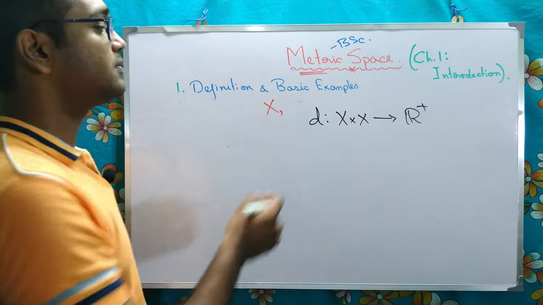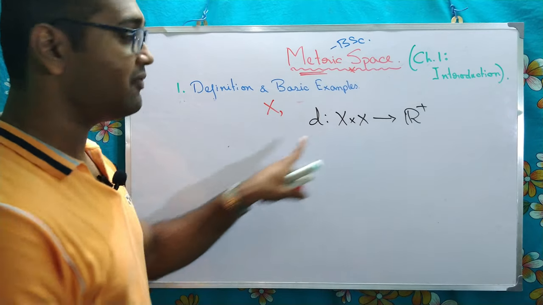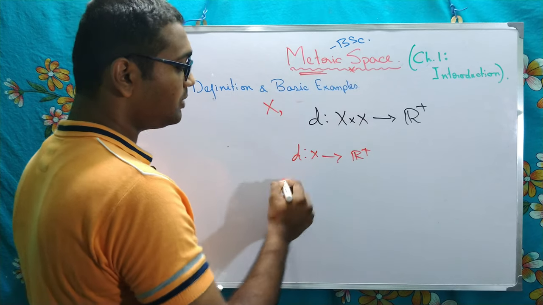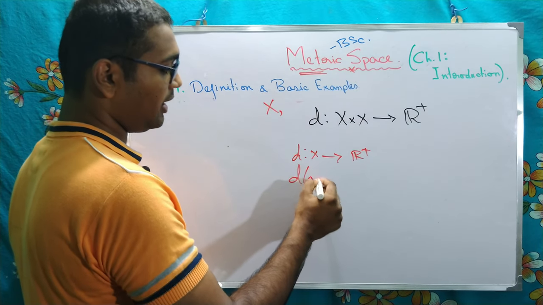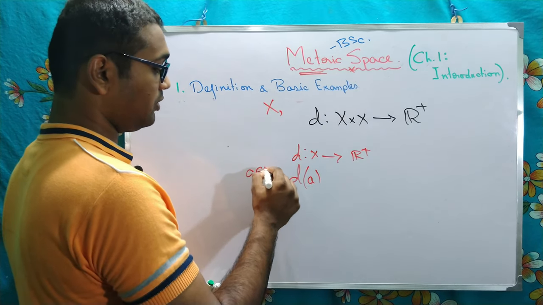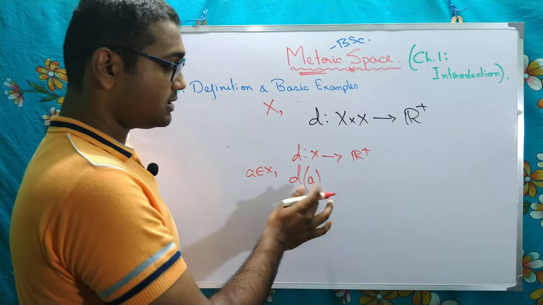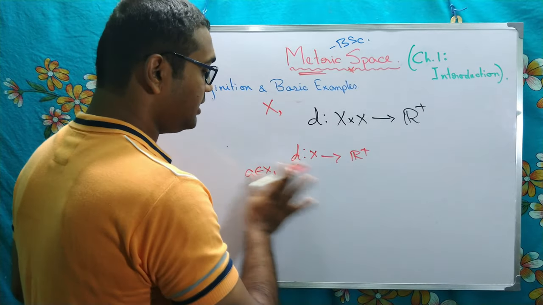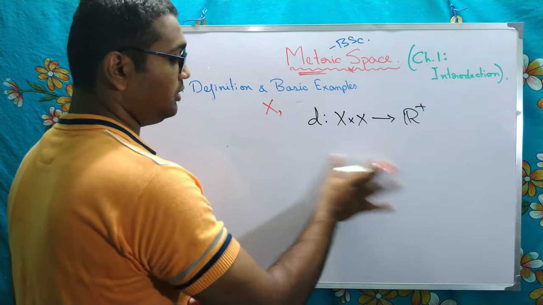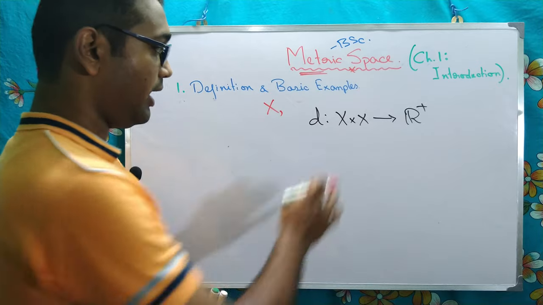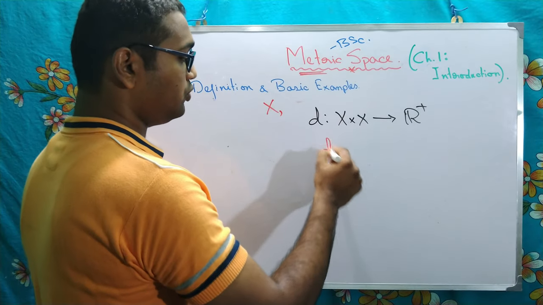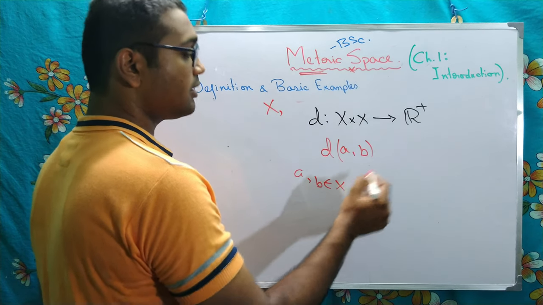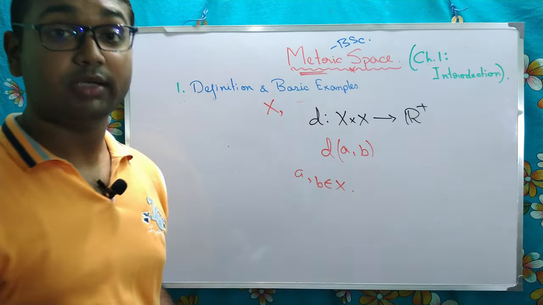I cannot take two elements from a single one. If I took it like D maps from X to R plus, then it would be like the distance of some element A, where A belongs to X. So what does it mean? Distance of A, from where? From where am I considering the distance? That's why I need another twin, or copy, of X, so that I can take the pair A, B, where A and B are both from X. And then I shall consider the distances.